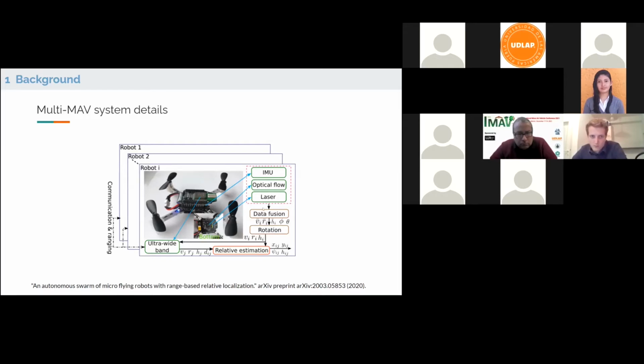The details of the onboard localization are shown in this figure. The onboard Kalman filter takes the IMU, optical flow, and laser sensor data to calculate the body frame velocity, body frame yaw rate, and height, and the attitude roll and pitch. After rotation, each drone can exchange the velocity, yaw rate, and height with other drones using ultra-wideband. At the same time, they can receive the relative information from other drones. Then the onboard Kalman filter can calculate the 3D relative positions and the relative yaw between any two drones.